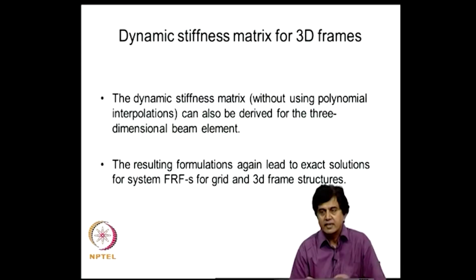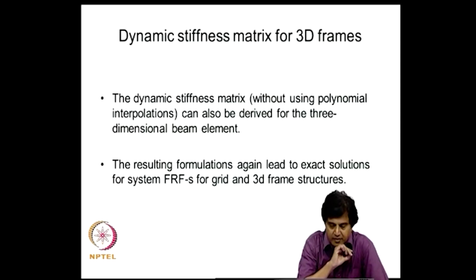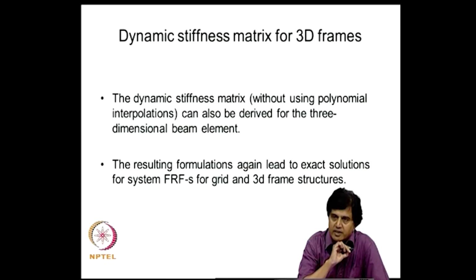So, the final question that I asked was, can we derive the exact dynamic stiffness matrix for 3D frames? That means exact frequency response functions, where there is no error due to modal truncation and no error due to the use of piecewise polynomial interpolation functions. The word exact is within the framework of a given beam theory. If you are using Euler-Bernoulli beam theory, you have to accept that the theory itself is approximate, but within the framework of that theory we are getting exact solutions.